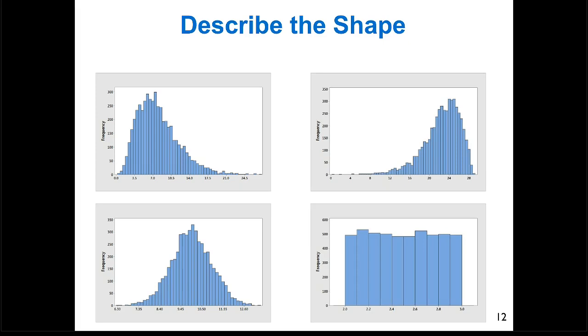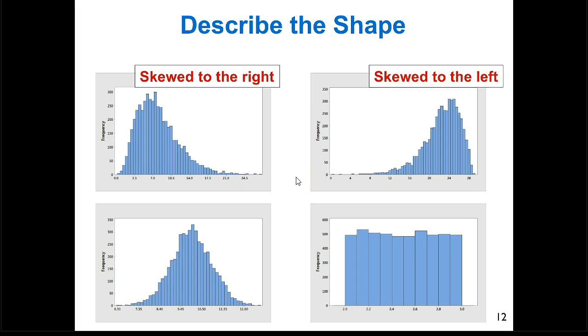So take a moment, pause the video if you can, and identify the shape of each of these four histograms. So the one on the left, we see that it has a longer tail on the right, which means this is skewed to the right. This one right here has a longer left tail, so this would be skewed to the left.